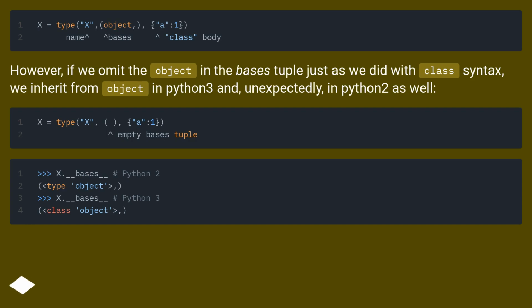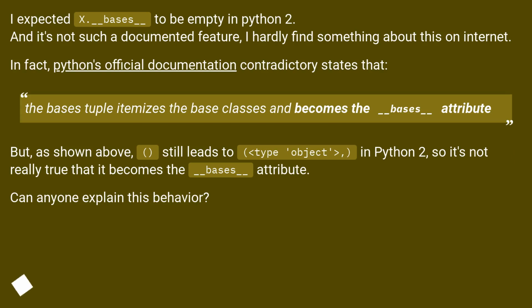However, if we omit the object in the bases tuple just as we did with class syntax, we inherit from object in Python 3 and, unexpectedly, in Python 2 as well. I expected X.__bases__ to be empty in Python 2. And it's not such a documented feature. I hardly find anything about this on the internet.